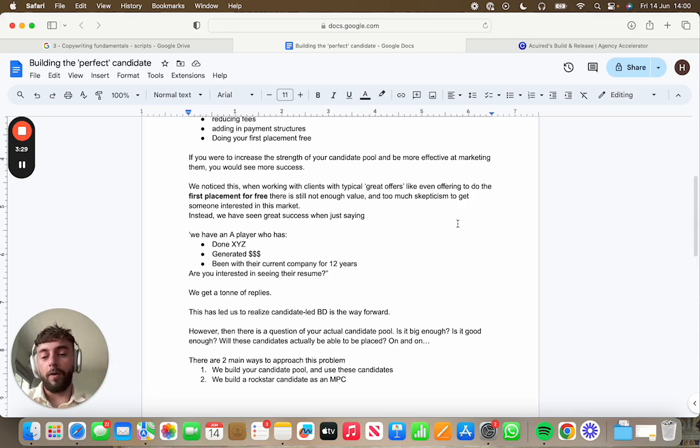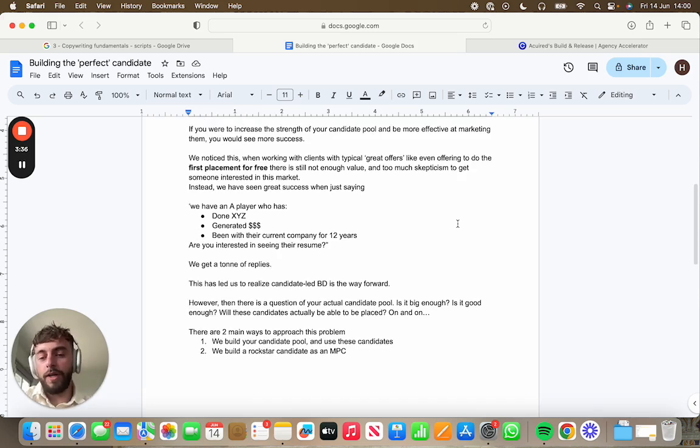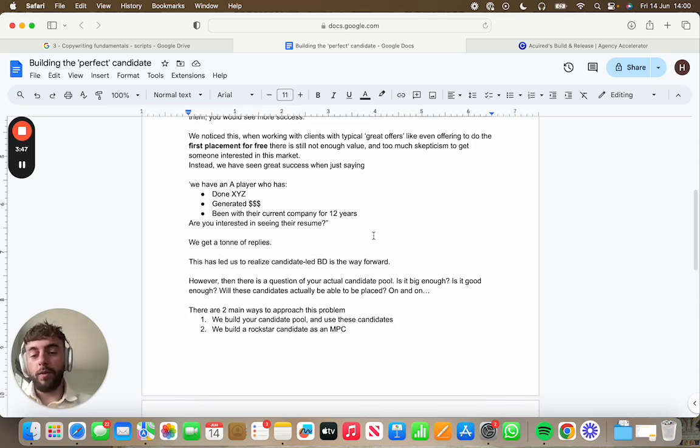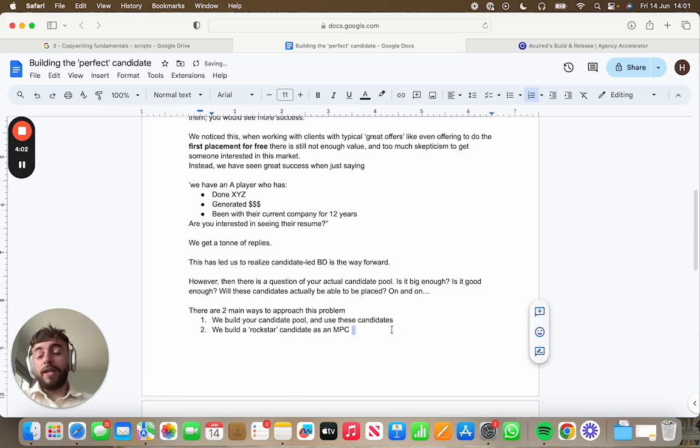Of course, this actually begs the question now, right? About the candidate pool. Is your candidate pool big enough? Is it good enough? Will these candidates actually be placed on and on, right? There's lots of questions that pop up. So we think there's two main ways to approach this problem. We either build your candidate pool and use these candidates. So use active candidates you have in your candidate pool right now, or we build a rockstar candidate, and I'll put this in inverted commas, and use it as an MPC, right? You've got two options to do here.